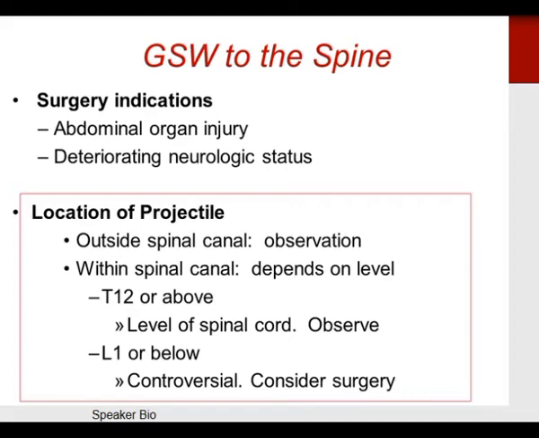One way to think about determining when to remove the projectile is by where the projectile is. If it's outside the spinal canal, it can be observed. If it's within the spinal canal, it depends on the level. If the projectile is at T12 or above, this is spinal cord level, so typically we'll observe those, and emergent decompression is not necessary. However, if the projectile is at L1 or below, then it's controversial, but consideration for surgery is an option. In these cases, this is the cauda equina, and manipulation of the thecal sac can be performed.